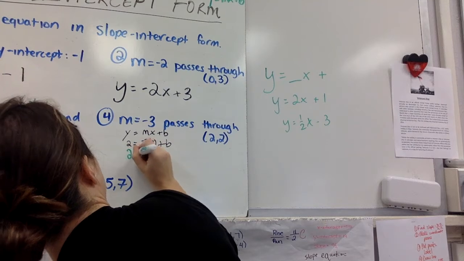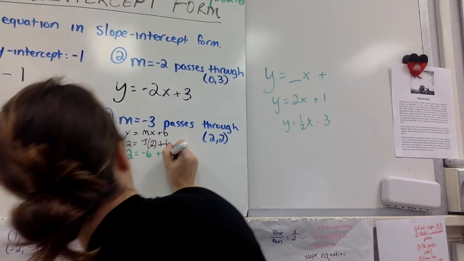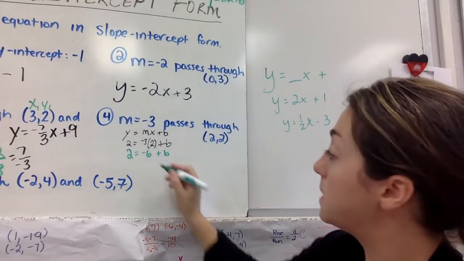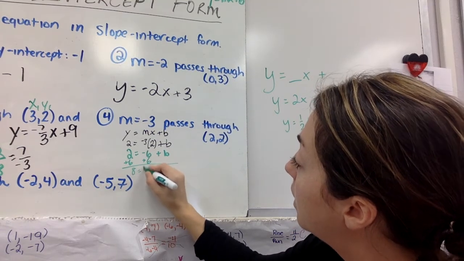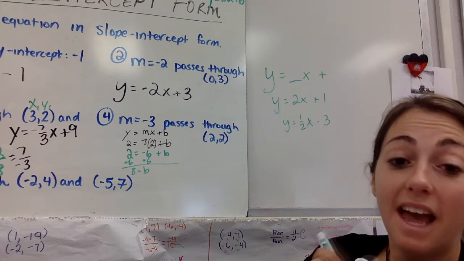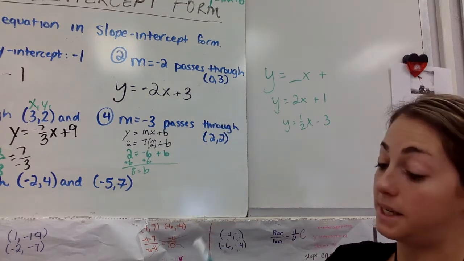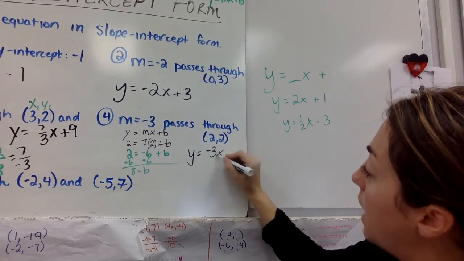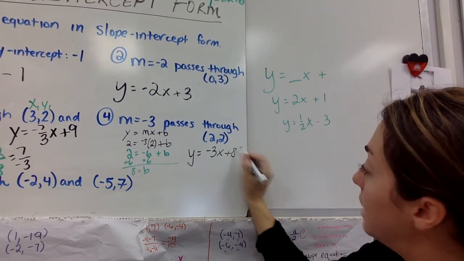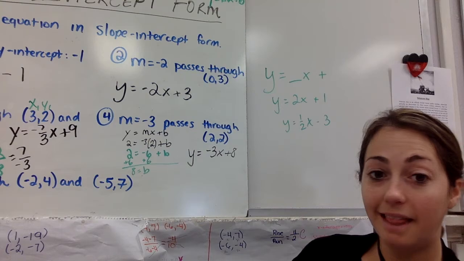So I have 2 equaling -6 plus b. Add 6 to both sides, and I have 8 equals b. Yay! I know my y-intercept, and I know my slope. I can write my equation. It's y equals -3x plus 8. Done.